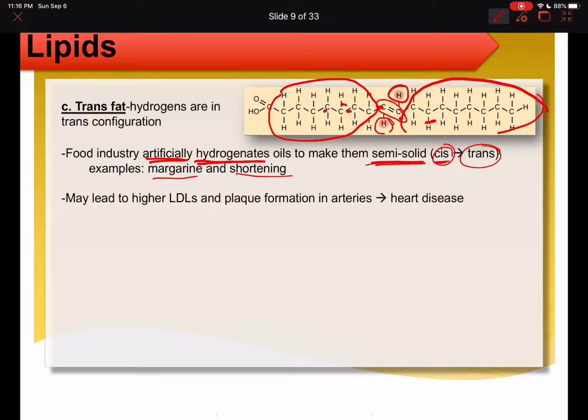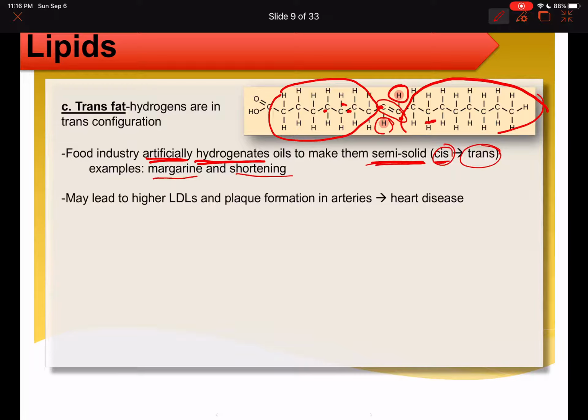Okay, if you have a longer shelf life, they can earn more money from that. Okay, which is the whole reason why they started the whole industry of trans fat in margarine and shortening. However, they are not very good for our bodies.